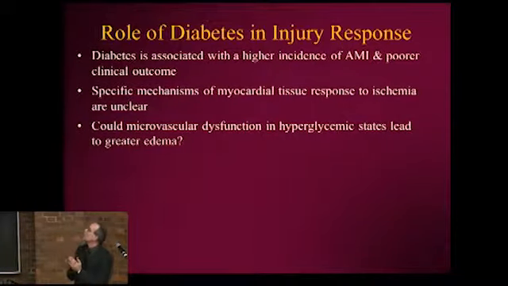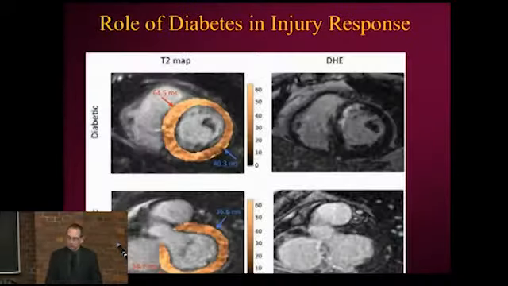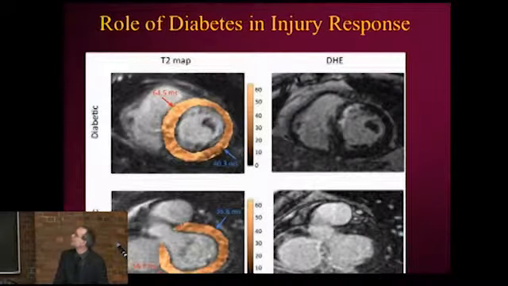For instance, we know that those with diabetes have microvascular dysfunction, especially in the hypoglycemic states. And could that lead to greater edema, and could that chronic edema lead to worse outcomes? So we looked at that in the patient population, and again, here's an example of a patient with diabetes versus a person who didn't have diabetes. And if we look at the infarct territory again, and we look at the T2 indicator of edema, we see a higher T2 in that region indicating more edema, and perhaps even a slightly elevated remote zone, whereas the T2 is elevated at the acute point, but not as much in the non-diabetic population.